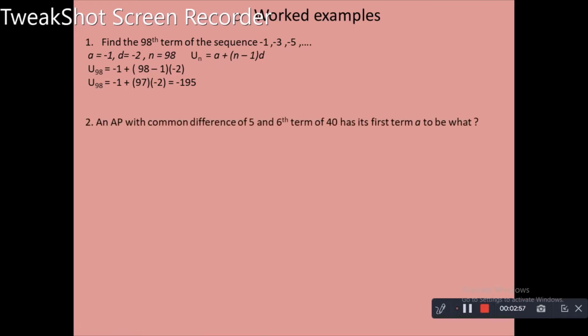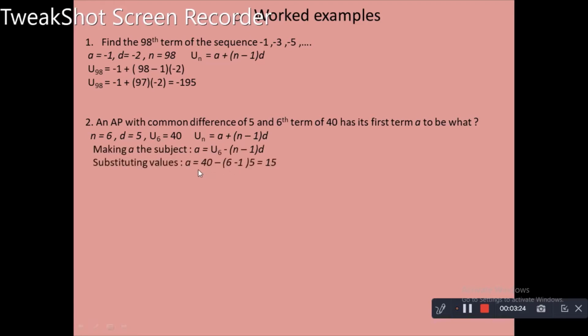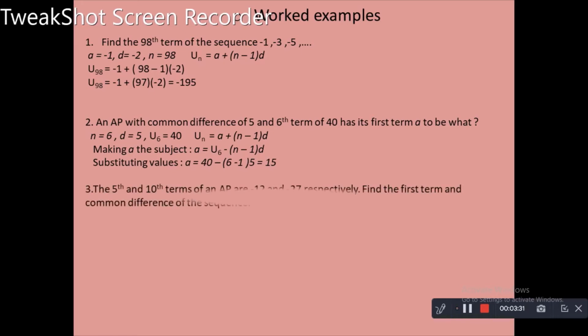An AP with common difference of 5 and sixth term of 40 has its first term A to be what? So we write what we are given, that is n to be equal to 6. The sixth term is 40, and the term number n is 6. So then the difference is 5. Now we make A the subject of the formula here, then we make necessary substitutions and we arrive that A, that's the first term, is equal to 15. Let's look at our last example.